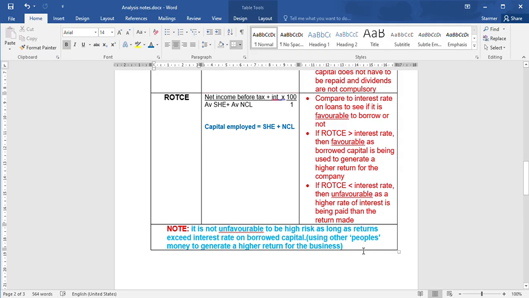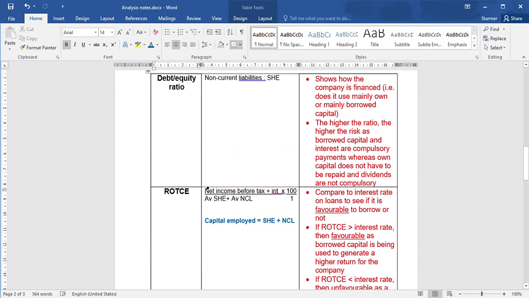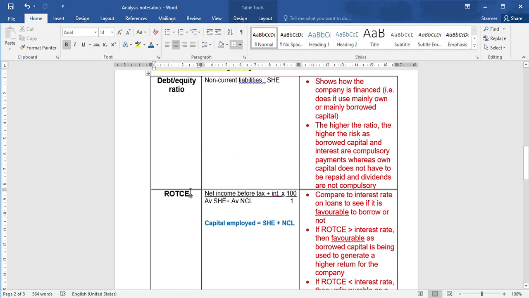Now, when you answer a question like this, 90% of the time you have to discuss both of these calculations. So don't forget to mention both in your answers.